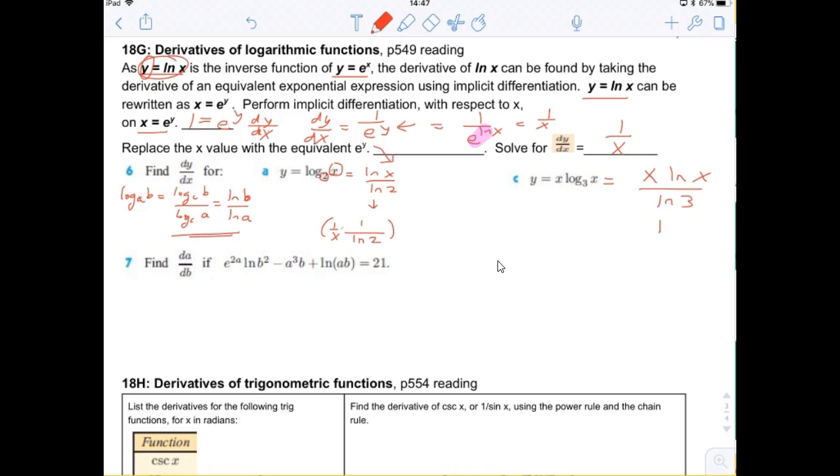If we take the derivative of this, the natural log of 3 just stays there on the bottom. And on the top, we're going to have u, which is x, times v dash, which is the derivative of natural log of x, 1 over x, plus u dash, which is 1, times v, which is natural log of x. So basically we got x times 1 over x, which is just 1, plus natural log of x, all divided by natural log of 3.